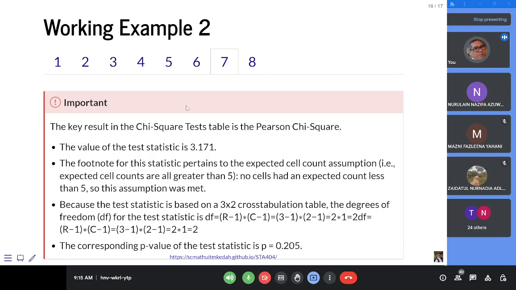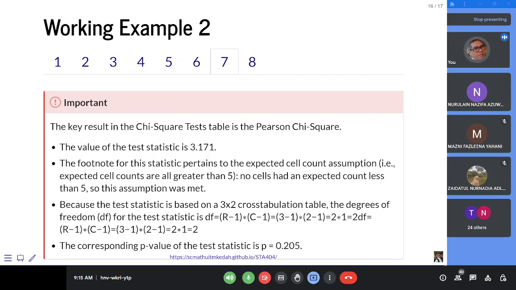So the key result in the chi-square test is under the Pearson chi-square. The value of the test is 3.171. If you calculated this manually, you should get the same value. Okay, the footnote for this statistic pertains to the expected cell count. So this is the assumption. Remember, assumption: expected frequency shouldn't be less than 5 for more than 20% of the cells, right?